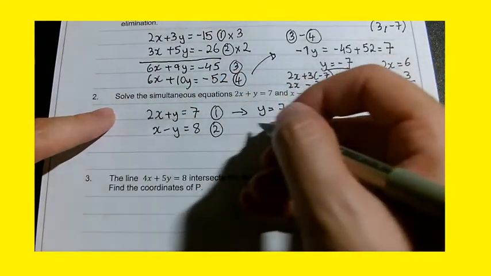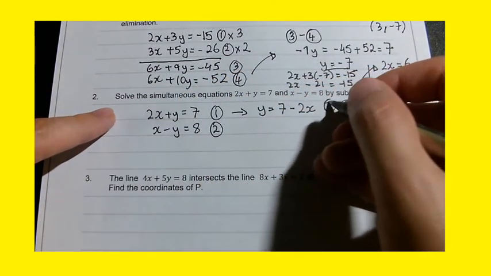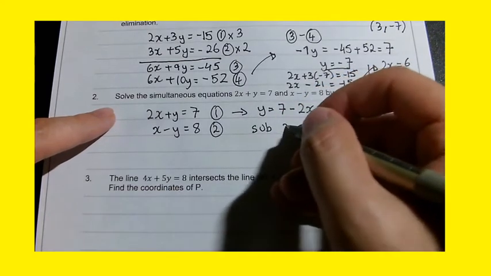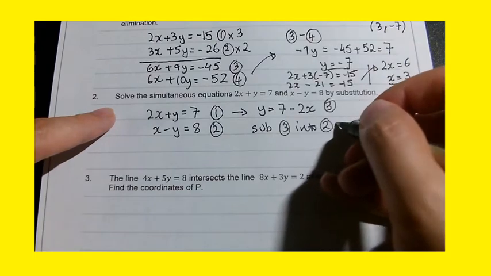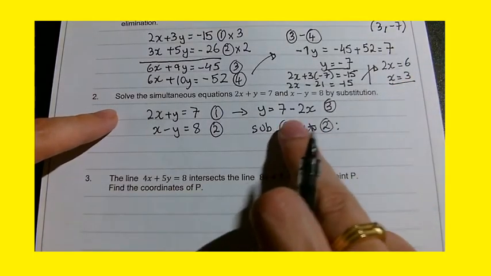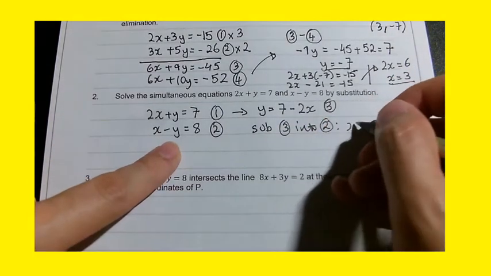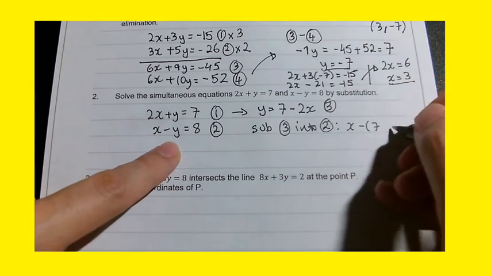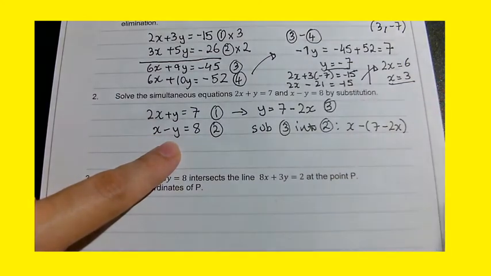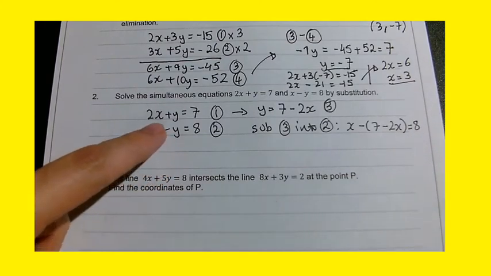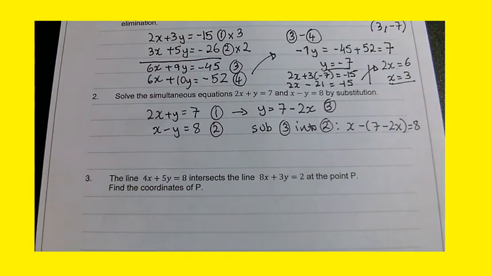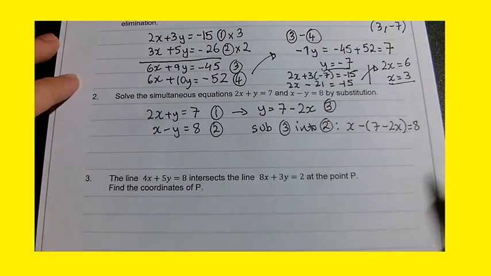I'm going to label this 3, and say sub 3 into 2. When you substitute this equation 7 minus 2x in for y, the benefit is that you get a line of just x and numbers, and that's really good for us because we like to solve with just a few numbers and 1 letter. We don't want to have 2 letters and numbers. But obviously you've got to be careful with the substitution.